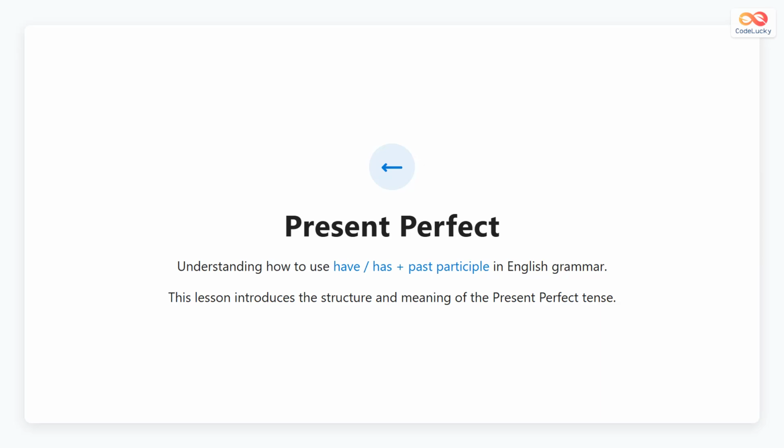The present perfect tense is one of the most useful forms in English. It helps connect the past with the present. In this lesson, we explore how to use have or has with the past participle to describe actions or experiences that are linked to now. By mastering this tense, learners can express life experiences, completed actions, and continuing situations more naturally.